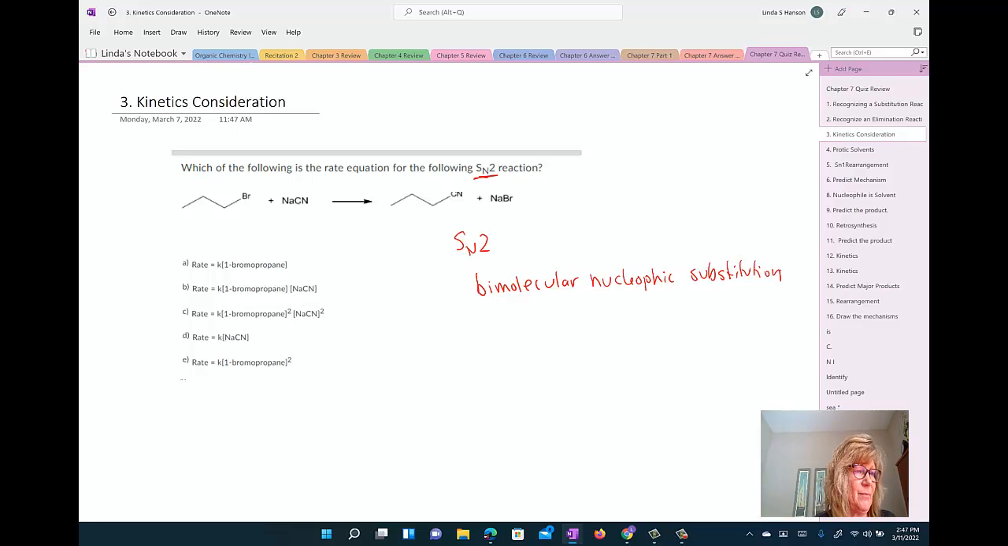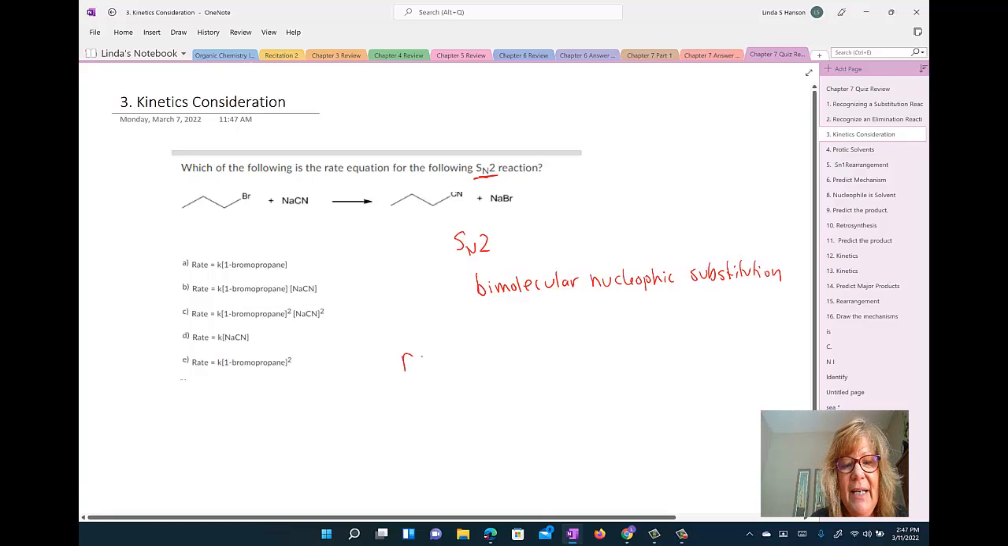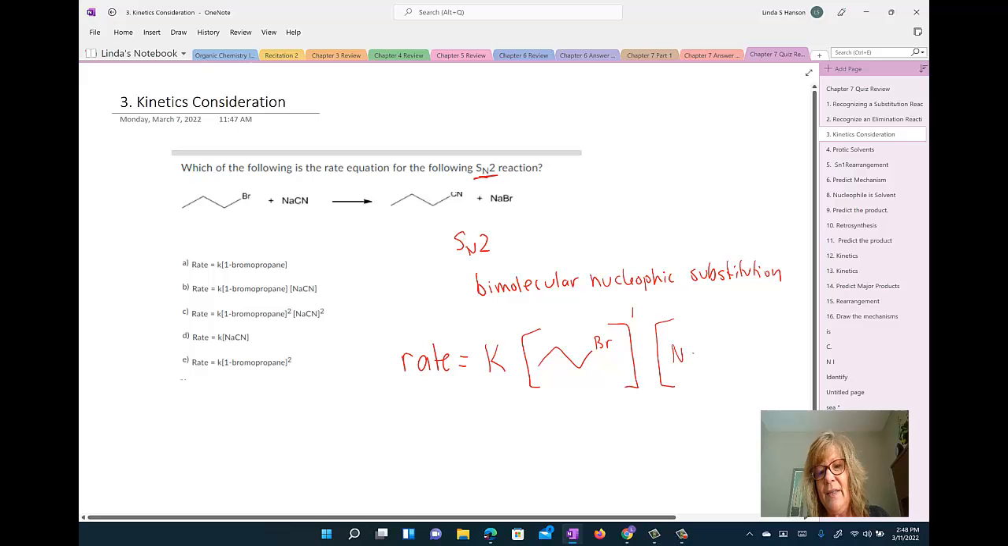SN2 reaction. And so if you remember your kinetics from Gen Chem, we always start by rate is equal to k, where k is known as the rate constant. Since this is bimolecular, we have the alkyl halide substrate to the first power, first order with respect to the alkyl halide, as well as the nucleophile sodium cyanide, which is also first power. And that's just simply because their coefficients are both 1s. We had a 1-to-1 mole ratio.